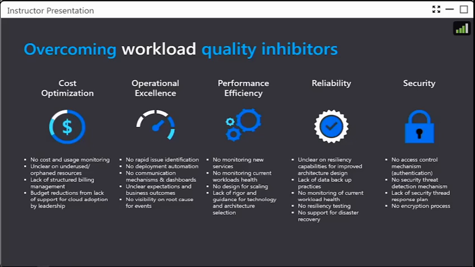And then as we get to security, no access control mechanism, no security threat detection mechanism. These are all important in terms of making sure you're deploying a secure workload, no encryption process. These are some of the ways that quality is inhibited in your workload. And the well-architected framework gives you the guidelines and the rubric to make sure that you are considering these pillars as part of your workload: cost optimization, operational excellence, performance efficiency, reliability, and finally, security.